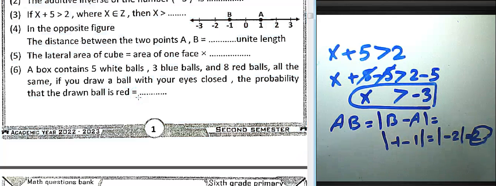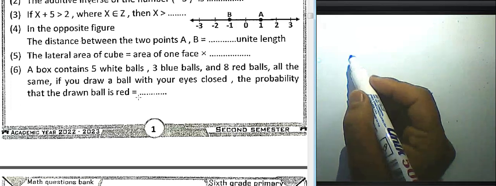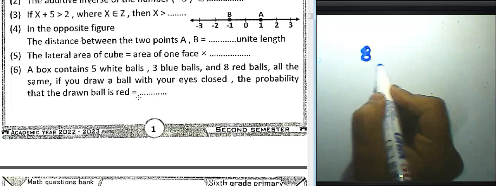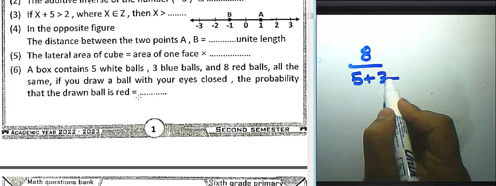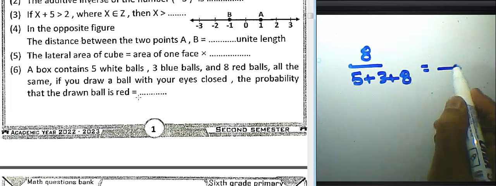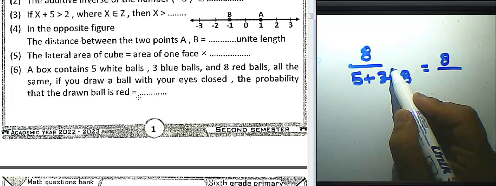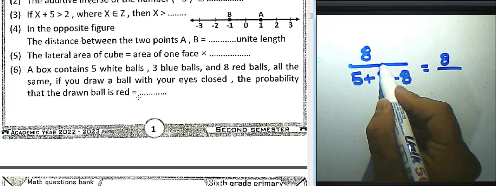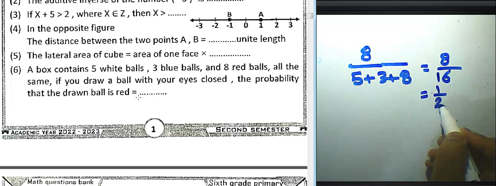We can find the probability from the number of balls here. Red, how many red balls here? We have in this example, count with me here, 8 red balls over the total 5 plus 3 plus 8. So the probability of a red ball will be 8 over the sum of all balls here. We have 5 plus 3 equal 8, 8 plus 8 equals 16. The result equals 1 over 2.